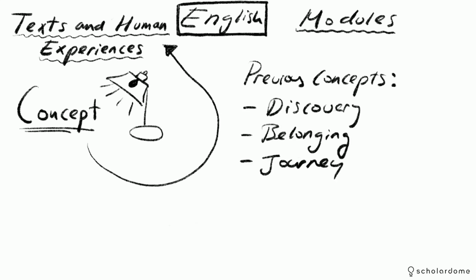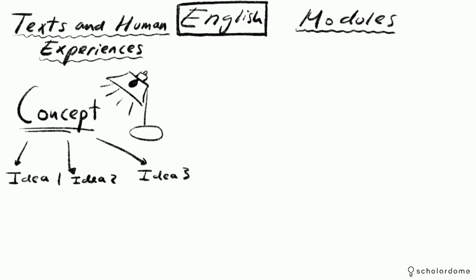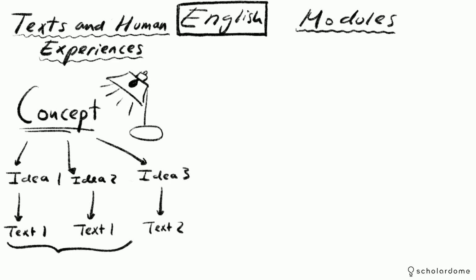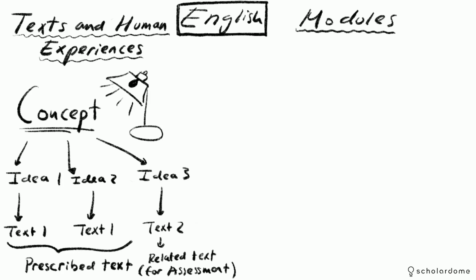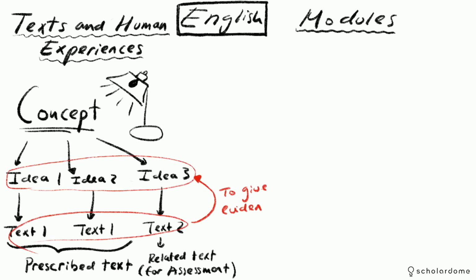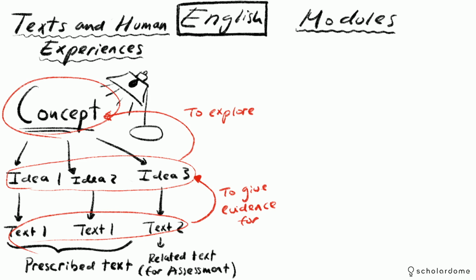And if you're currently in Year 10 or below, you might be studying other various concepts such as power. Now, we study this concept by looking at the different ideas that may fall within the concept. So we have ideas 1, 2, and 3. And we explore these ideas through different texts. So with conceptual studies like Text and Human Experiences, the texts are used as mere examples to evidence the ideas in our exploration of the overarching concept.